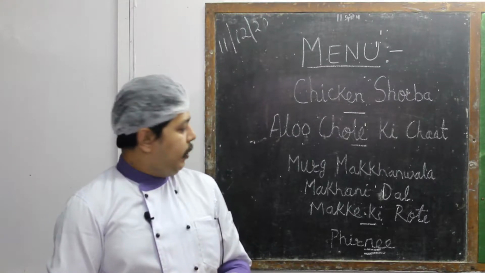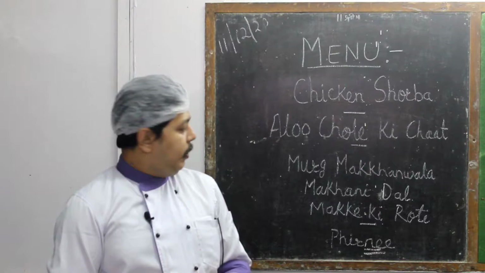Then we have makke ki roti to accompany it with. Makka is corn, whole corn. The flour of this corn is used to make a dough, and rotis are made out of it. As we all know, the famous combination is makke di roti, sarson ka saag. We are just replacing the sarson ka saag with maki dal or makhni dal.